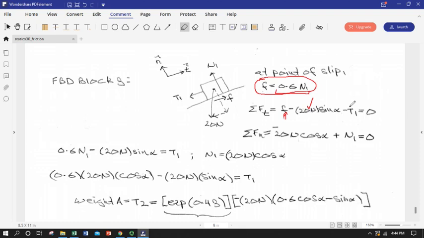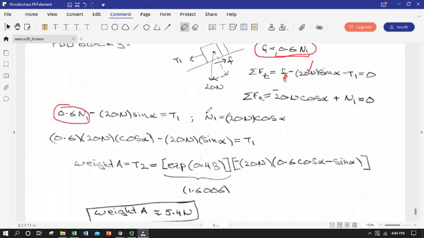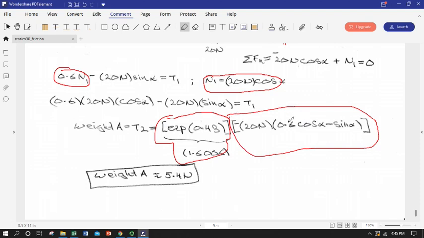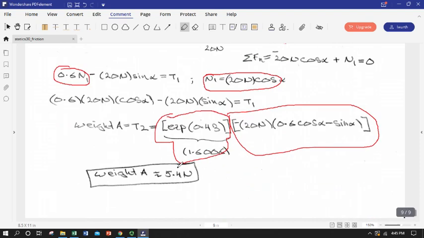We have alpha, and we now have an expression for T1 in terms of the weight. So we should be ready to go to solve for that weight. So here are the math steps that we go through. Here's our F in terms of imminent slip. Here's our N1 expression in terms of weight and cosine alpha. And so we've substituted those in, and then we have our expression for T2, weight A equaling T2, and then we've equated that with the Capstan equation for T1, and the rest of our terms coming out of the tangential equilibrium of the block. And just solving for A, we get 5.4 newtons.